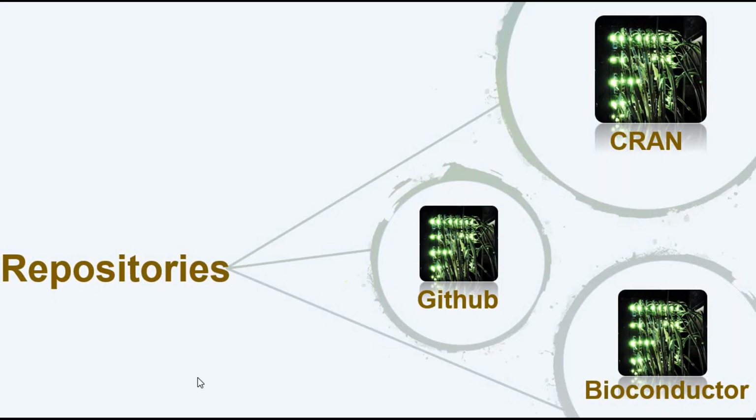There are so many repositories online, but I'm going to mention the most famous ones in R. CRAN is the official one. Bioconductor is for the biology packages, and GitHub is famous also, not for R, but for different programming languages.